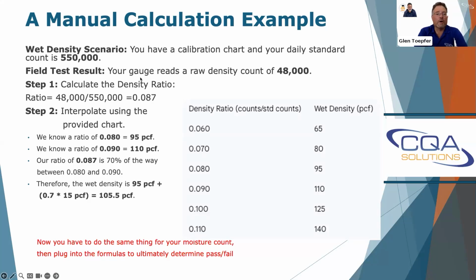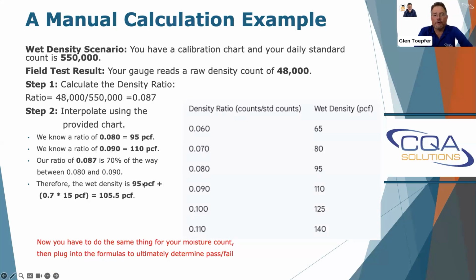You're going to need to calculate out your ratio. So you take your 48,000, divide it by your standard count for density. That gives you a ratio of 0.087. So that's not on the chart. So you got to figure out how far off between these are. If you subtract the two, it turns out, 0.7, it's going to be 70% of the way from 0.08 to 0.09.